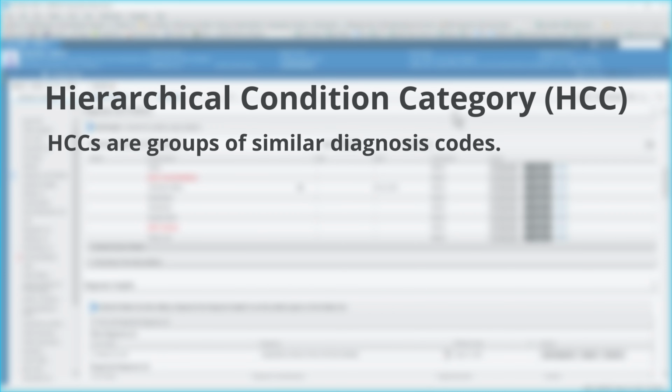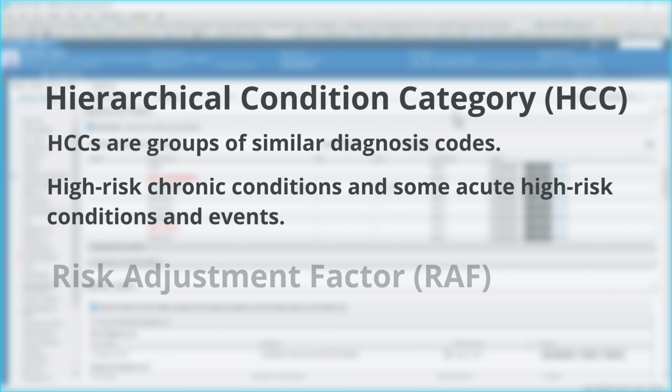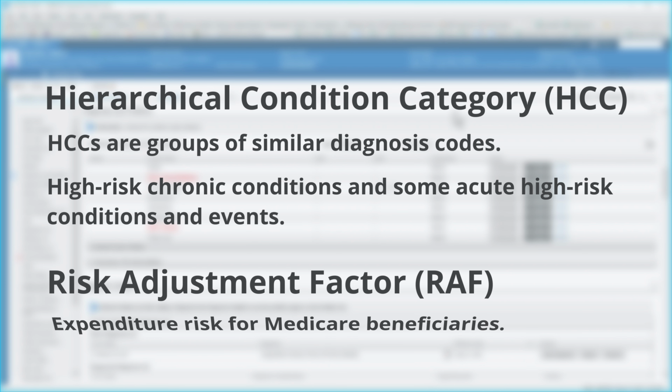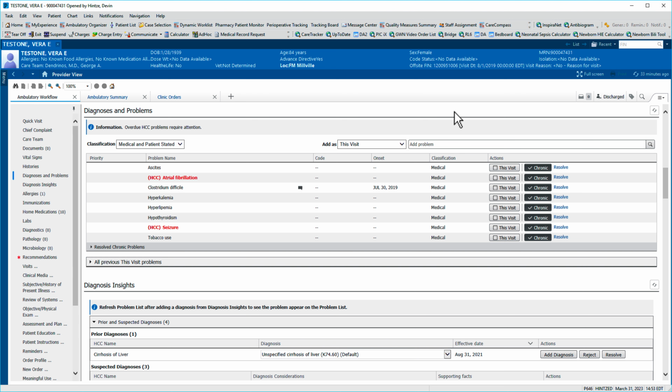Hierarchical condition category, HCC, coding is an important contributor for setting the cost of care benchmarks we must meet in order to be successful. HCCs must be coded annually to assign a patient's risk adjustment factor, RAF, and contribute to our benchmarks. You can help close HCC gaps by using two components in your ambulatory workflow.